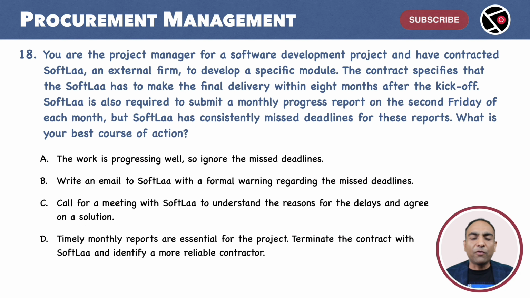You are a project manager for a software development project and have contracted Softla, an external firm, to develop a specific module. The contract specifies that Softla has to make the final delivery within 8 months after the kickoff. Softla is also required to submit a monthly progress report on the second Friday of each month. But Softla has consistently missed deadlines for these reports. What is your best course of action?